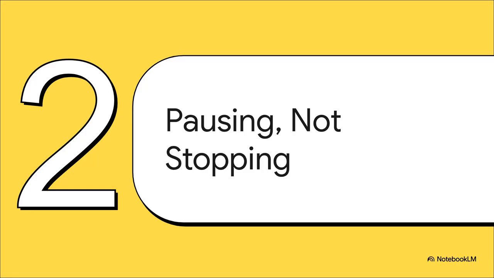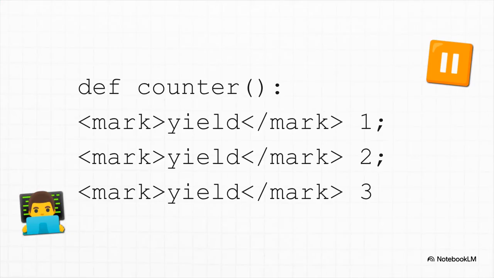So how does the function just wait like that? Well, it all comes down to this really simple but powerful idea. It's pausing, not stopping. Just take a look at this code. It's about as simple as a generator can get. We define a function called counter. Notice there's no return statement. Instead, we have three yield statements: yield 1, yield 2, and yield 3.